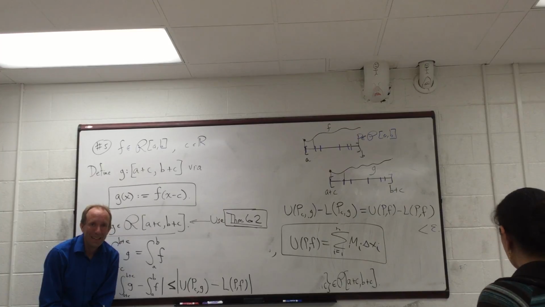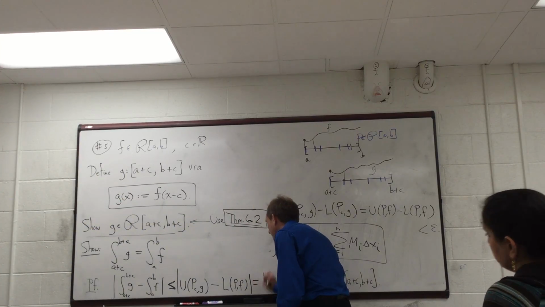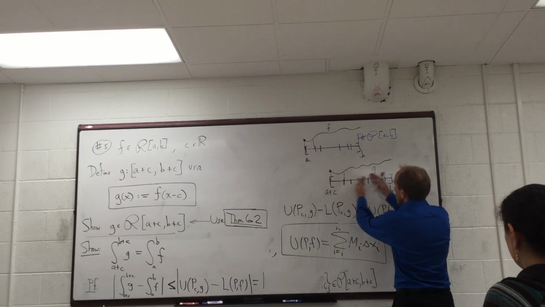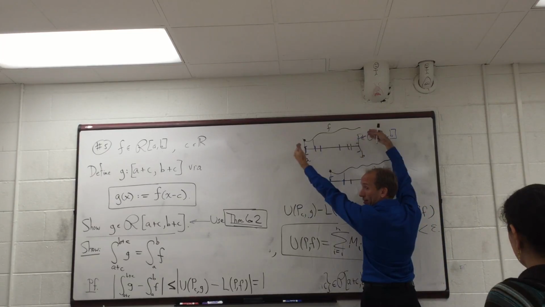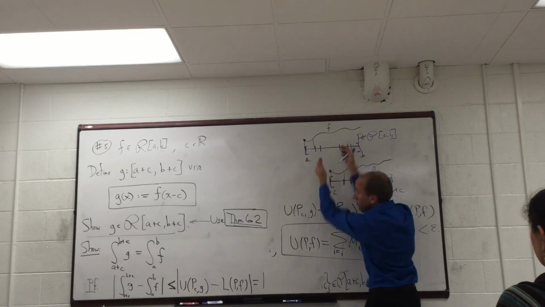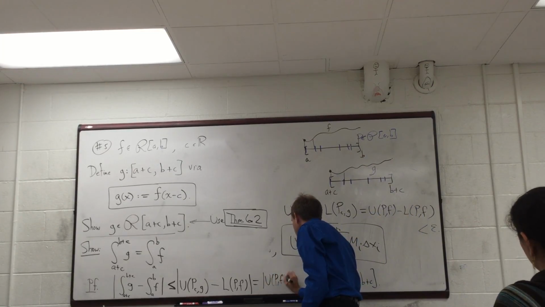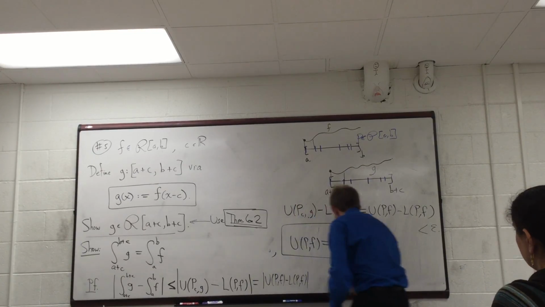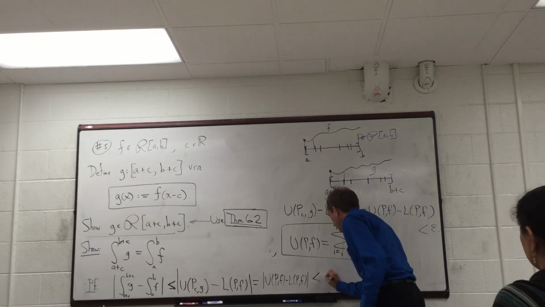Guys get that? But the point of that is, however, that U(P_c, g), that's just the upper sum right here with this function. Isn't that just the same as U(P,f)? Because all you've done is shifted, it's the same graph, it's just shifted. So this is actually just U(P,f) minus L(P,f), and at this point you realize you don't need the absolute value bars at all, and this is less than epsilon.